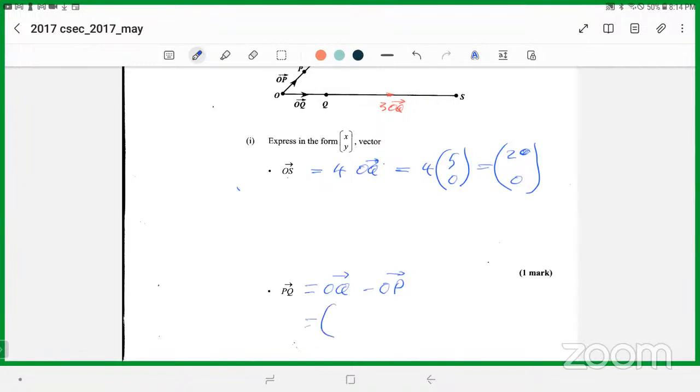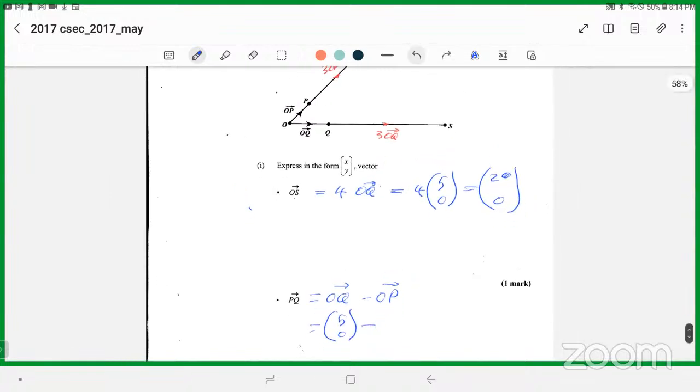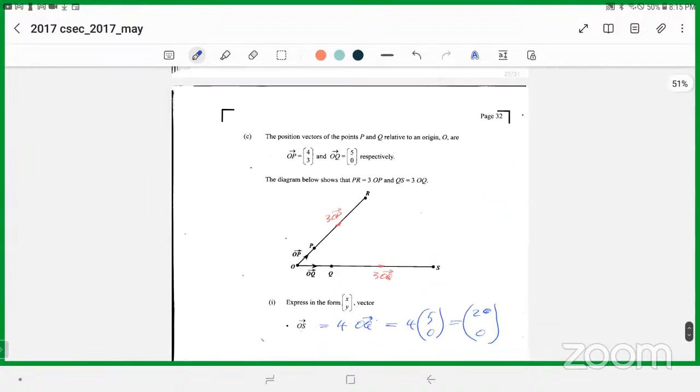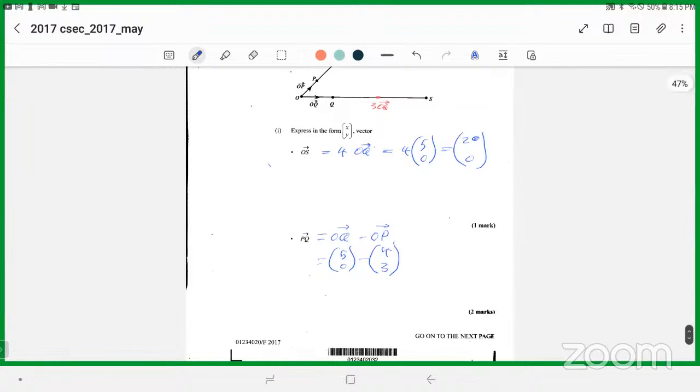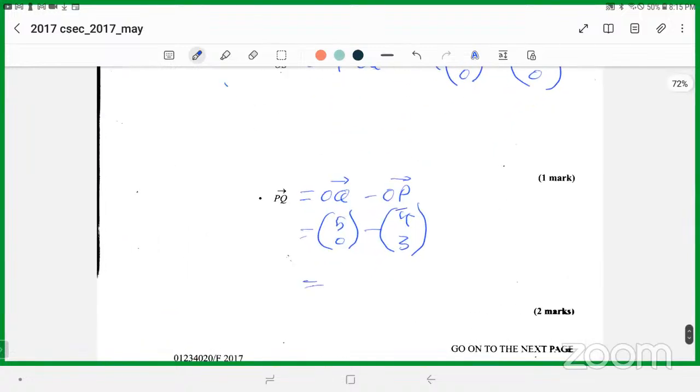The OQ is 5, 0 minus the OP is what again? 3, 4? Or 4, 3? 4, 3. 5 minus 4 is 1. 0 minus 3 is negative 3. That's PQ.